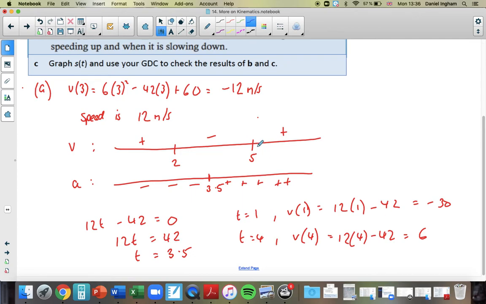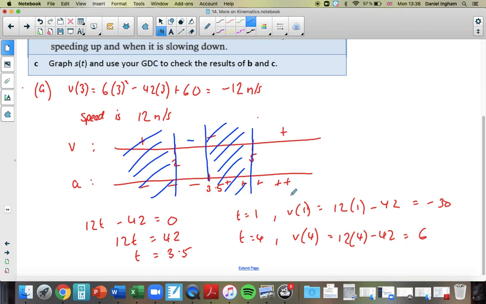So let's look at when the signs match. The signs match here after 5. They're both positive. They don't match here. Between 2 and 3.5 they match. They're both negative. So they do match there and there. They don't match here, so I'm going to cross them out, because one's negative and one's positive. And here they don't match either.